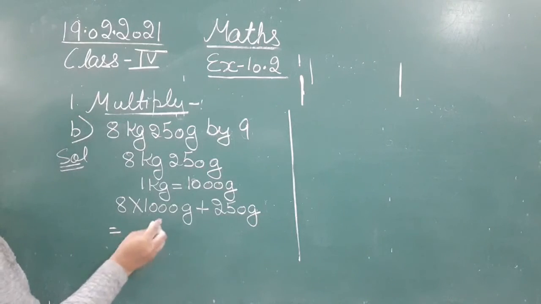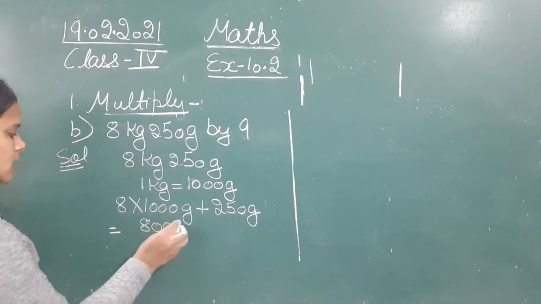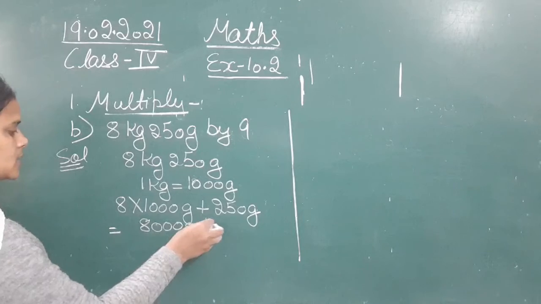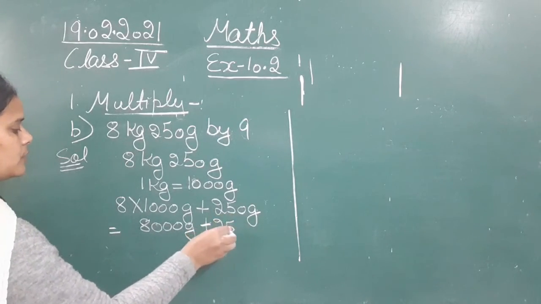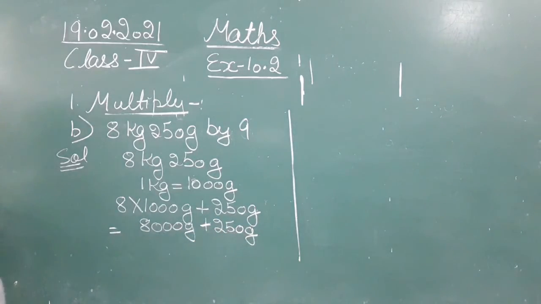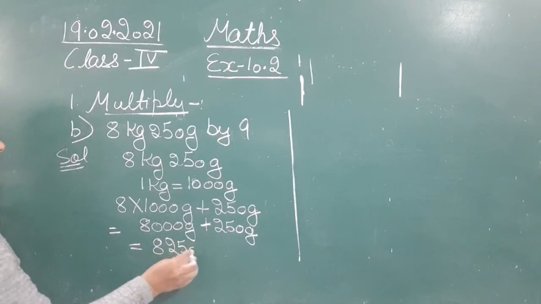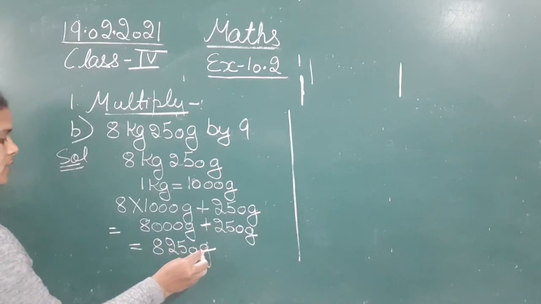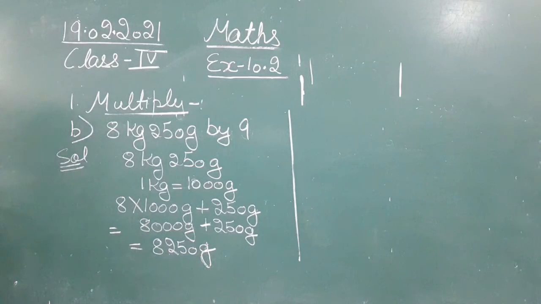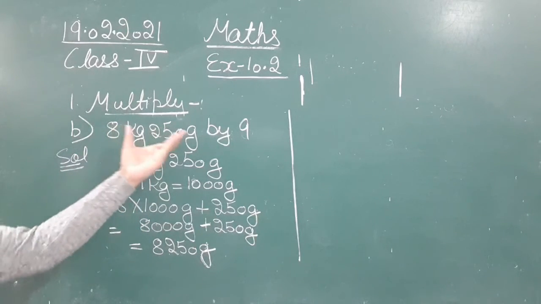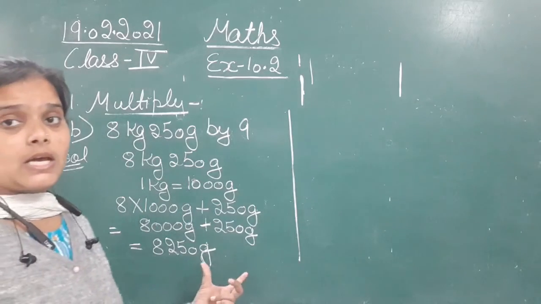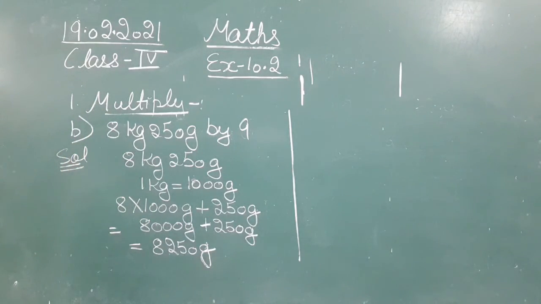So 8 multiplied by 1000 is 8000 gram plus 250 grams, that will be 8250 grams. Now we have done the conversion. We have converted 8 kg 250 grams into grams, that is 8250 grams.